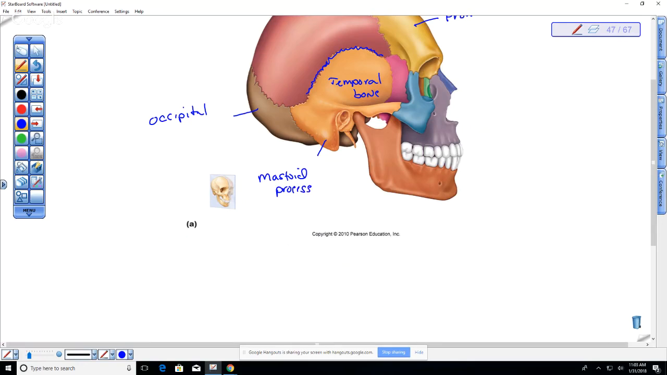And one of its functions is that it is the attachment point for a muscle. So this is where a muscle attaches, hence the rough, thickened shape of it. And this is actually a muscle that allows us to bring our chin to our chest, so that when it contracts, it shortens and it draws the head down. So that would be an example of a process.